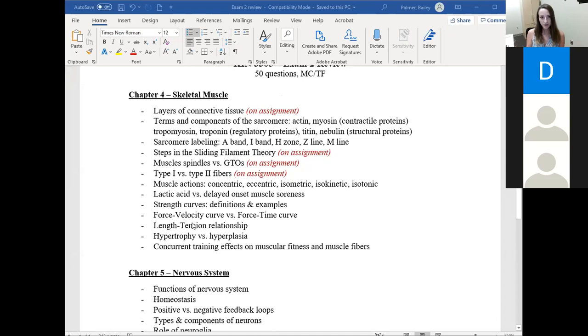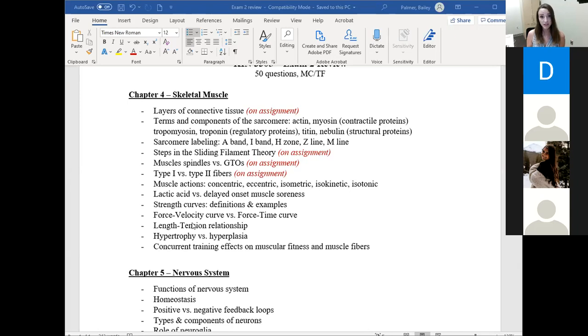So you already took your first exam, and for a lot of you, it may have been a little bit difficult. And it was a hard exam, but I think chapter 4 is a little bit easier. I think skeletal muscle is easier to understand. So let's kind of get into the major topics of this chapter.